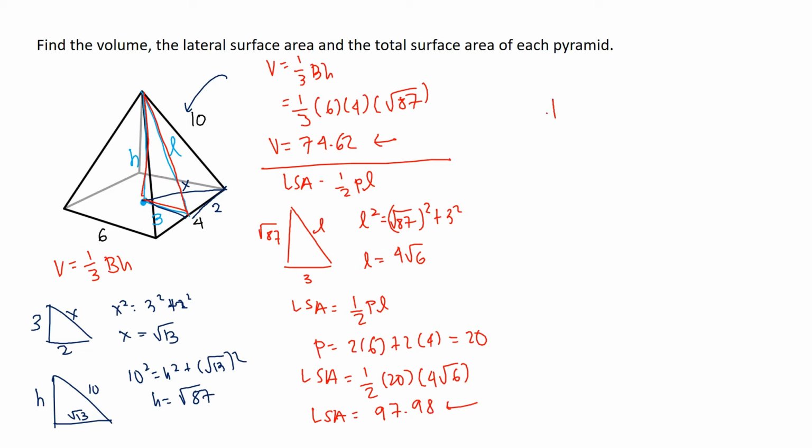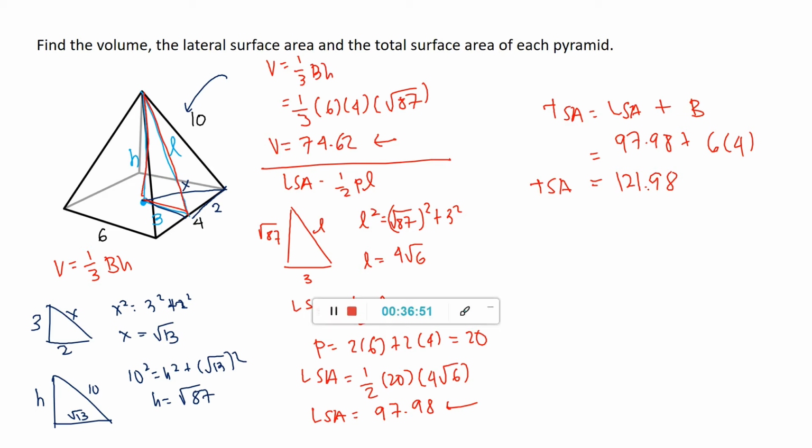And lastly, the easiest of all after solving everything: the total surface area is the lateral surface area plus the area of the base. The lateral surface area, which we just solved, is 97.98. The area of the base is easy, just 6 times 4, the area of the rectangle. So the total surface area is 121.98. And that's it for this problem. As simple as that. Oh, I spoke too fast today.